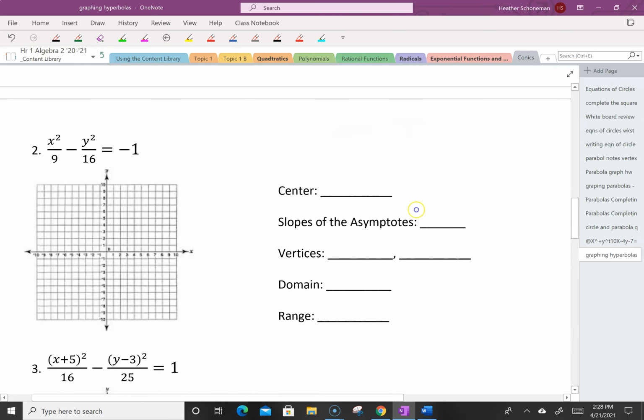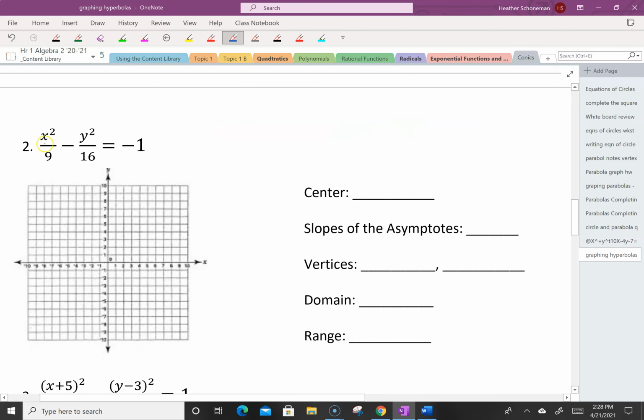So on number 2, your center, there's nothing added or subtracted, so my center is going to be 0, 0. The slopes of my asymptote is going to be plus or minus b over a. Remember, this is my b squared and this is my a squared, so it's going to be plus or minus 4 over 3.